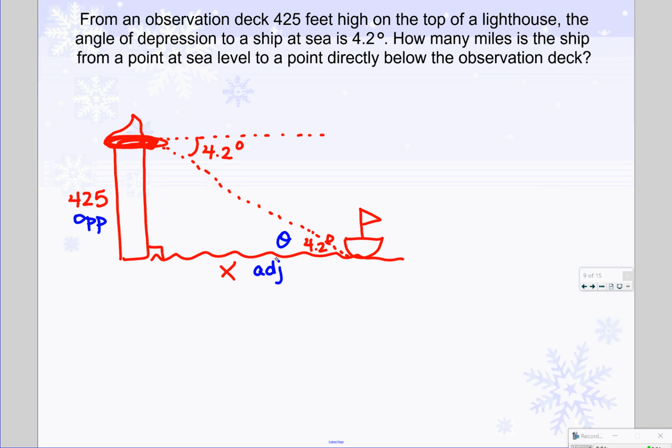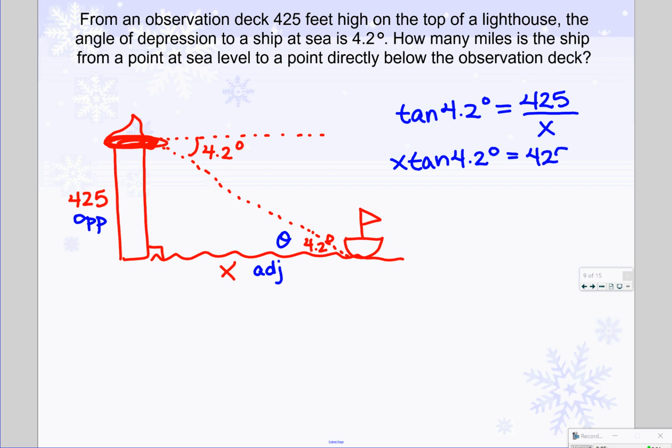If you have opposite and adjacent, which basic trig function do we have? Sine, cosine, or tangent? It's tangent. So that tells me how to set it up. Tangent of an angle, 4.2 degrees in this case, we know our angle, is equal to opposite over adjacent, 425 over x. And then we can solve for x. How do I solve for x? What do you do first? Multiply by x, got to get it out of the denominator. And then in your calculator, you're going to do 425 divided by tangent 4.2. Before you do that in your calculator right now, hit mode.